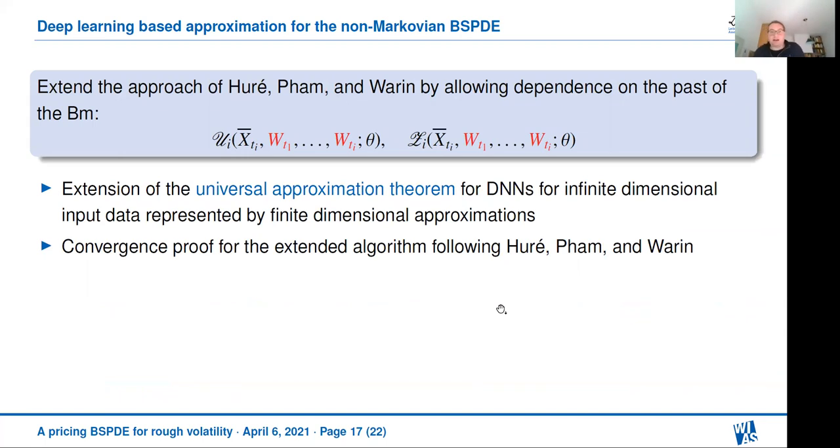Okay, now we are in a more complicated situation because we have a non-Markovian framework. So our networks need to take the whole past into account, and this is what you're doing. We will provide some basic neural network theory for this kind of situation, but really we are following Jure, Pham, and Barin in our numerical examples.